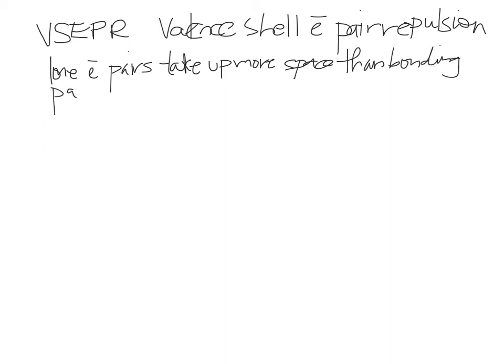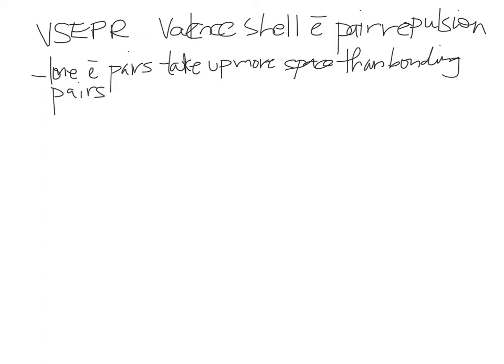So when we have a structure that has 8 electrons around the central atom, if there are 4 bonds, they will have a different shape than a central atom that has 3 bonds and 1 lone pair. So we're going to see some distortion as we add lone pairs of electrons.